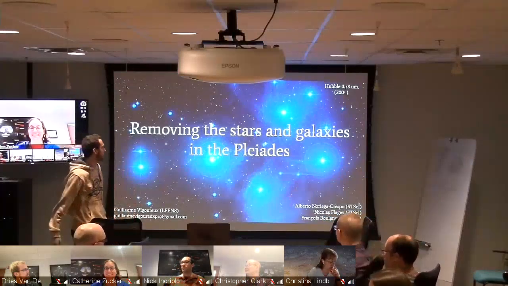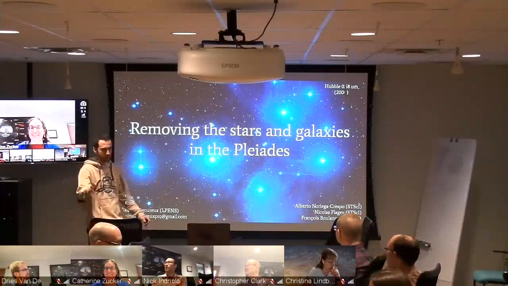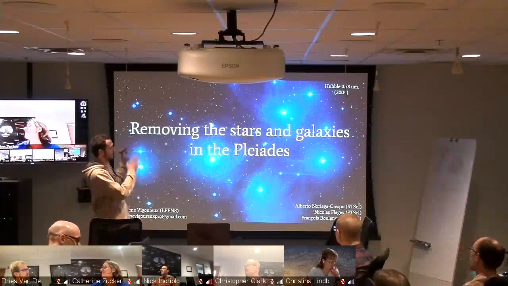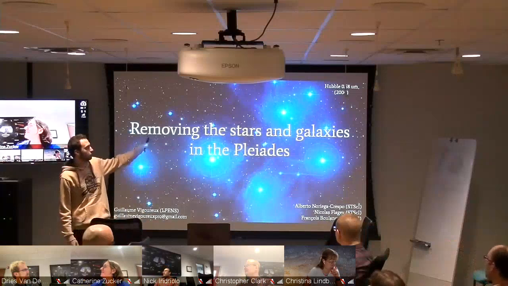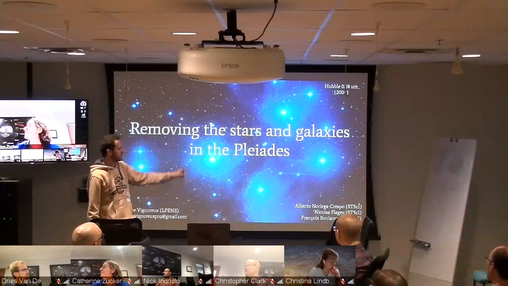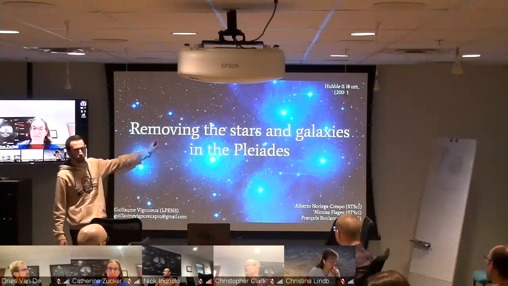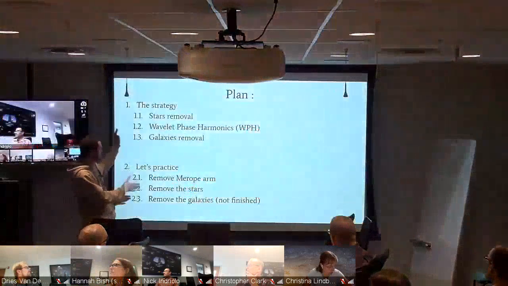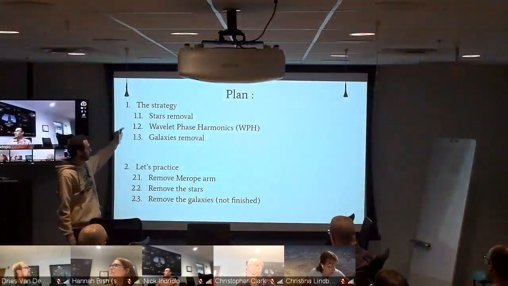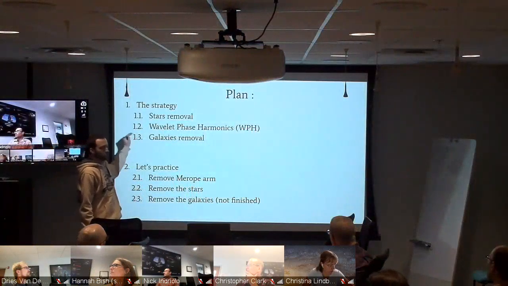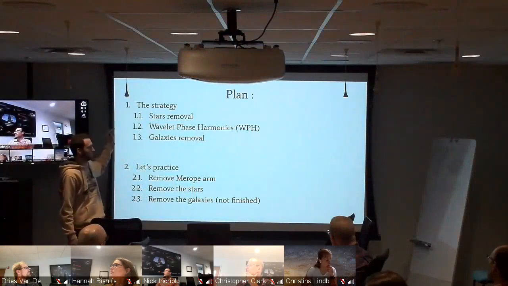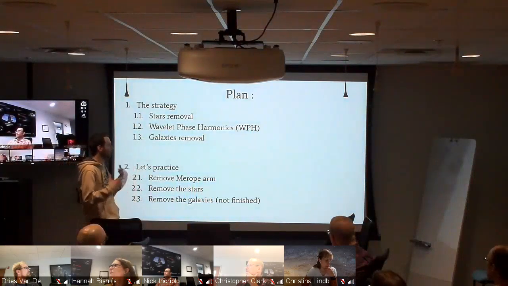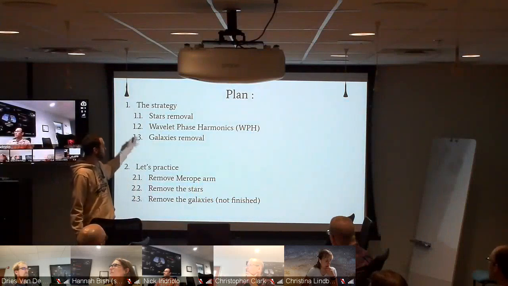So hello. So I will present you my work. As Nicolas mentioned, my work was mainly on removing the stars and the galaxies in the Pleiades. Here you have a large map of the Pleiades taken by Hubble 20 years ago. I will first present my strategy, the removal of the stars, and then two parts about the removal of the galaxies, because it will be a bit harder, and then I will present what I have done on my maps from a theoretical point of view.